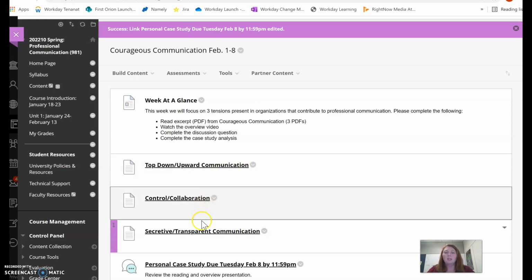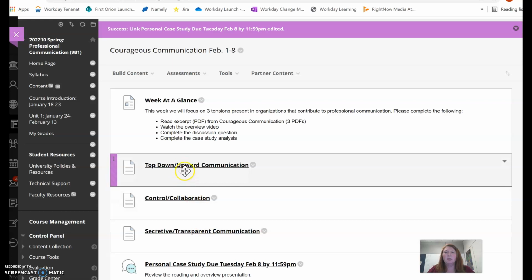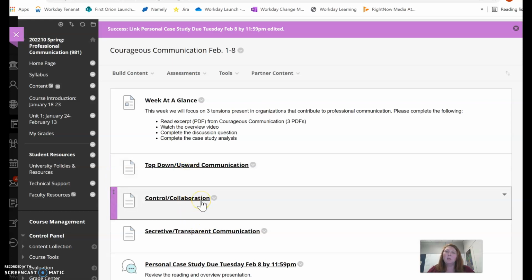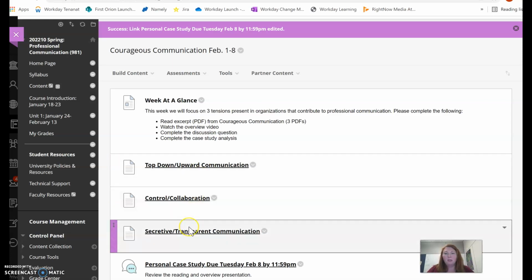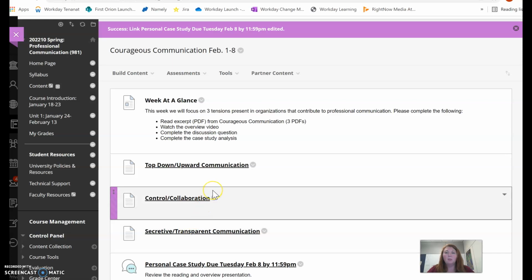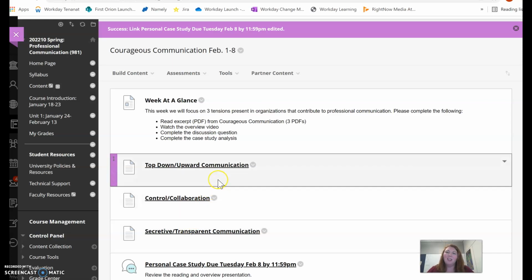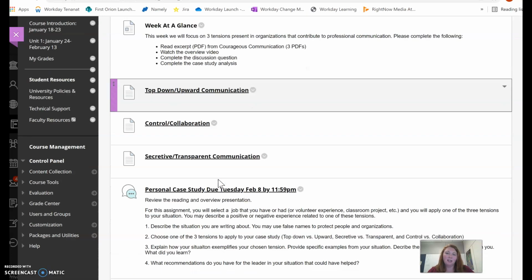If you'll read these 3 descriptions of these 3 tensions, that will give you enough background information to complete the case study for this week. And then we'll be looking at additional information related to these 3 for our next unit. So you will read through those 3 PDFs, watch this overview video, and then I have a discussion question and a case study analysis.